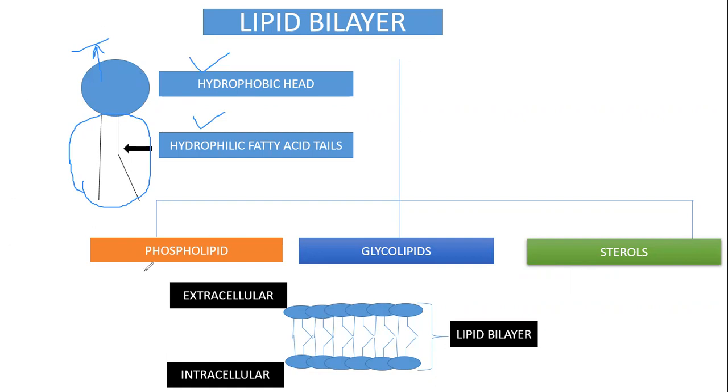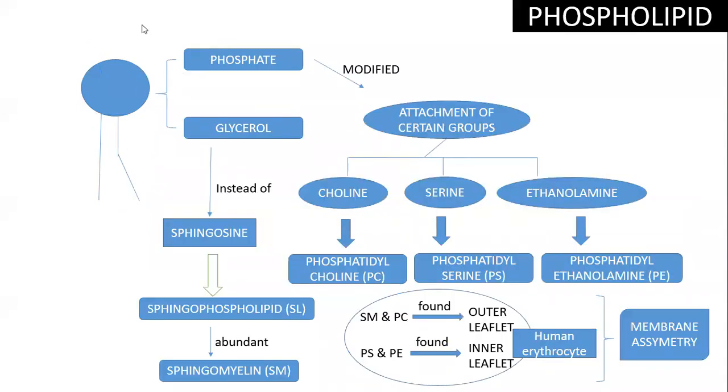Now this lipid bilayer consists of phospholipid, glycolipid, and sterol. Here we can see this picture. We can see that the hydrophobic end is on the external side and the hydrophilic tails are inserted inside the lipid bilayer. Now if we focus on the phospholipid, we will see that the phospholipid consists of the phosphate group and the glycerol group in the head region, that means in the hydrophobic head group.